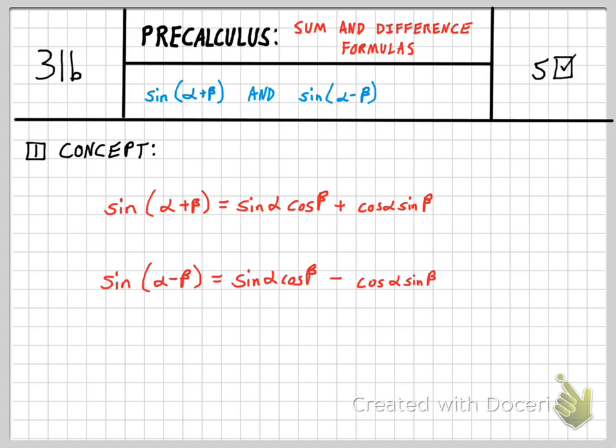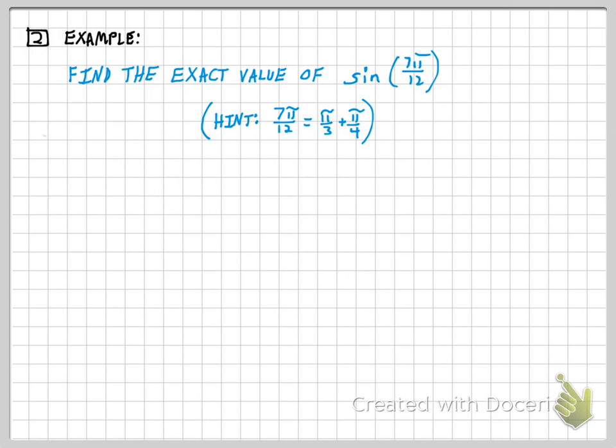Again, we're not expecting you to memorize these formulas, but we do expect that you have them on your toolkit sheet and that you are able to use them as appropriate. Okay, here's an example. Find the exact value. Exact value means we're not going to be using our calculator, but rather our unit circle knowledge. But the angle is 7 pi over 12, which is not an angle that's on your unit circle.